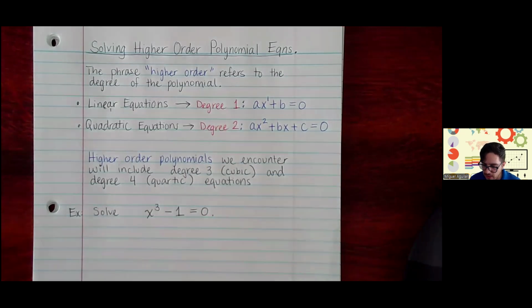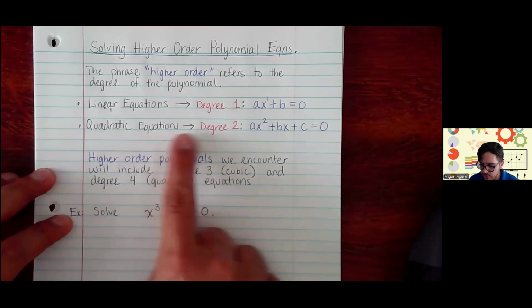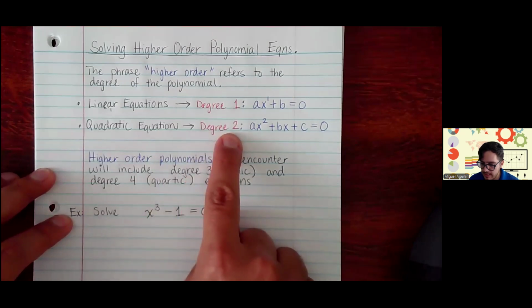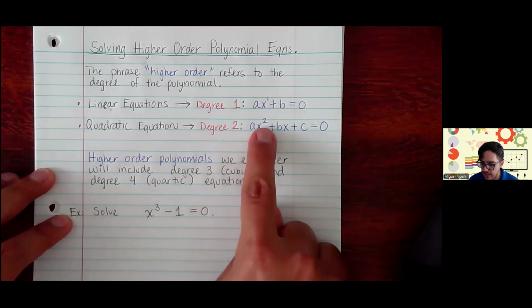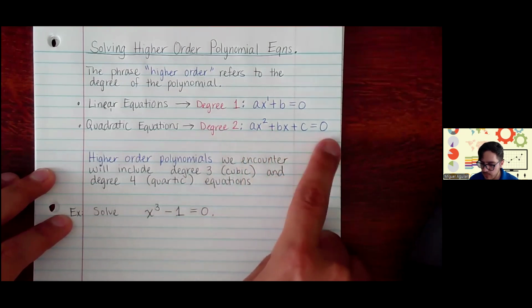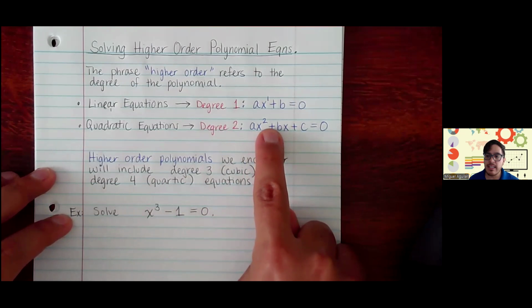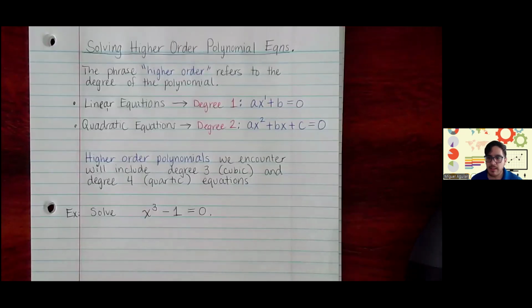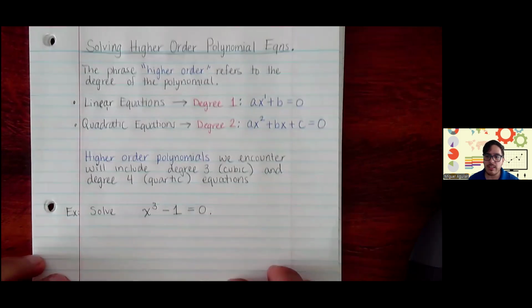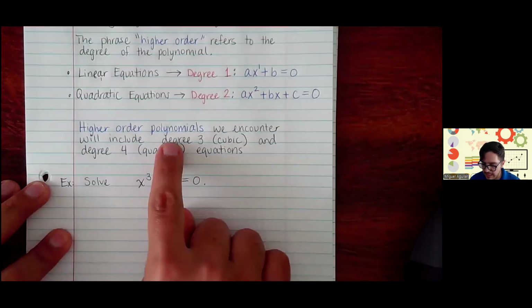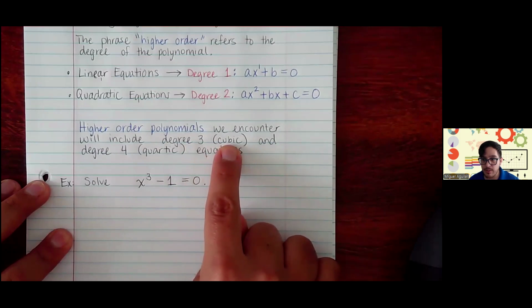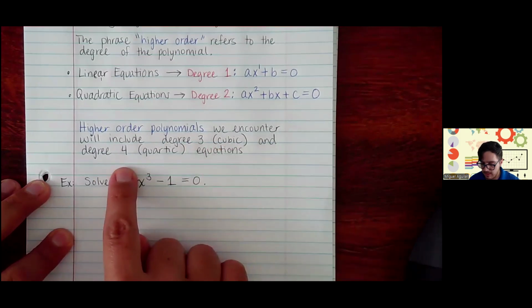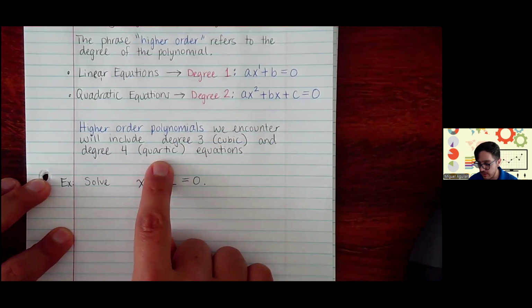In contrast, a quadratic equation is a degree 2 polynomial because it's usually written in the form ax squared plus bx plus c equals 0, where that second power tells us what our degree of the polynomial is. So in this section, we're going to be talking about higher order polynomials. And the ones that we encounter in our class are going to just be degree 3, which can be called cubic polynomials, and degree 4, which can be called quartic polynomial equations.